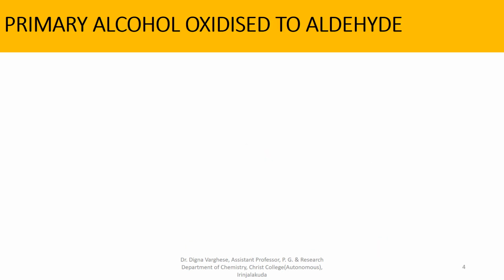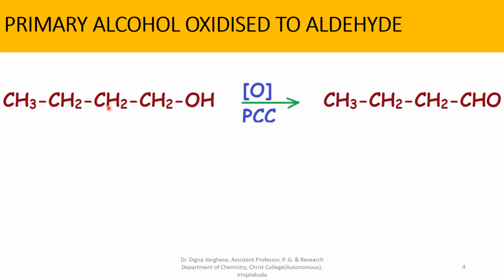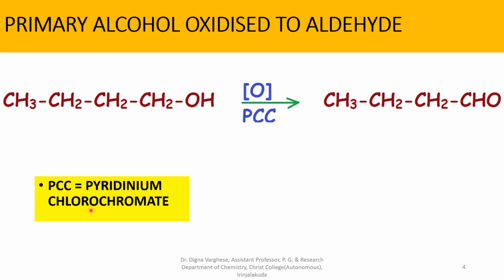Another preparation method for the aldehyde. Here you can see the same method, that is the primary alcohol oxidized to aldehyde, but the reagent used here is different. Here you can see butanol undergoes an oxidation reaction and forms butanal. Okay, but here the reagent is PCC. What is PCC? That is pyridinium chlorochromate. It is a complex of chromium trioxide with pyridine and HCl in a solvent like dichloromethane.